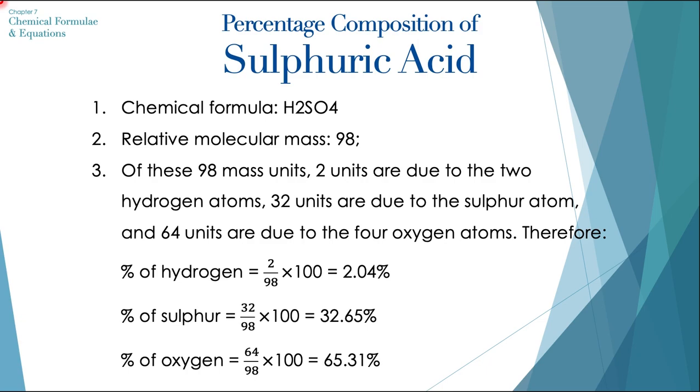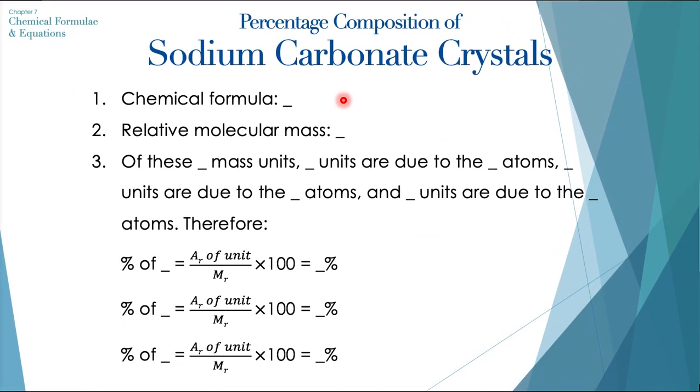Now I want you guys to find the percentage composition of sodium carbonate crystals. Bring a pen and paper and write down this. Number 1, chemical formula. Number 2, relative molecular mass. And this stuff in the end. So first you need to know the chemical formula of sodium carbonate crystals. Now I've given you the previous so many tables. You need to go back there and find the sodium carbonate crystals formula.